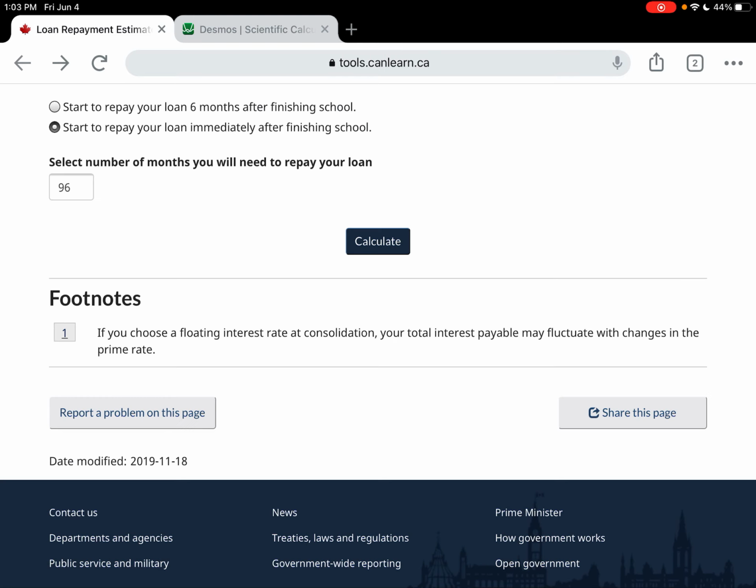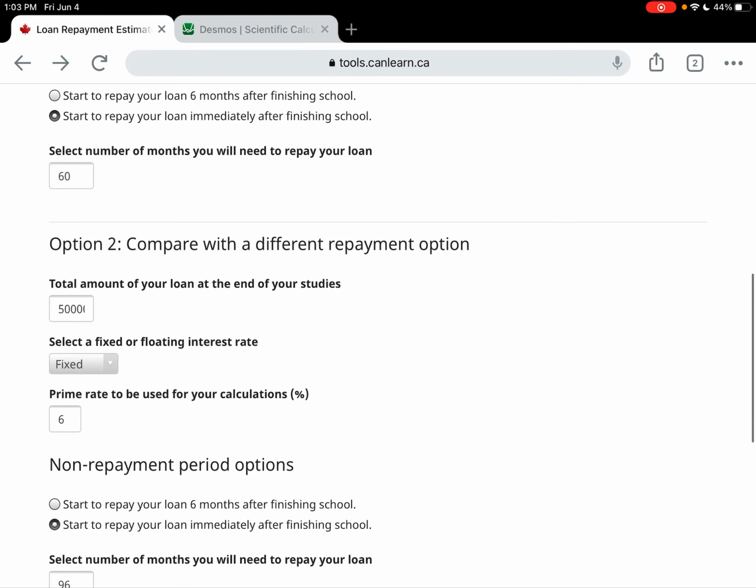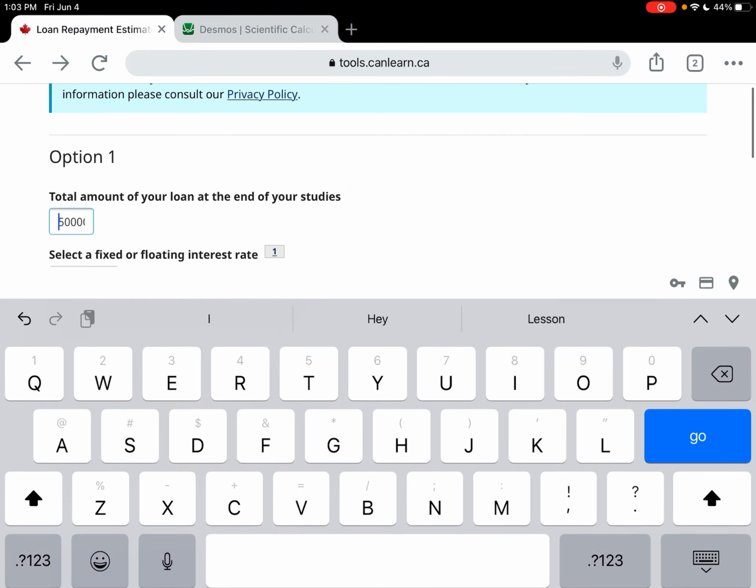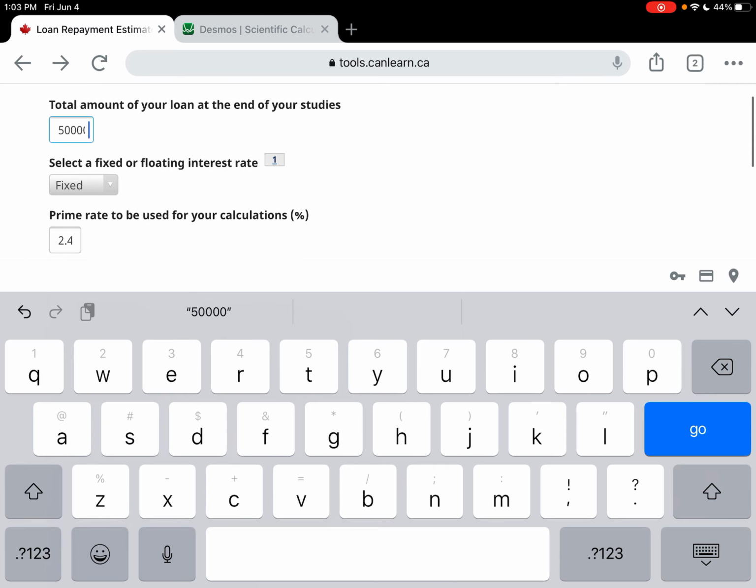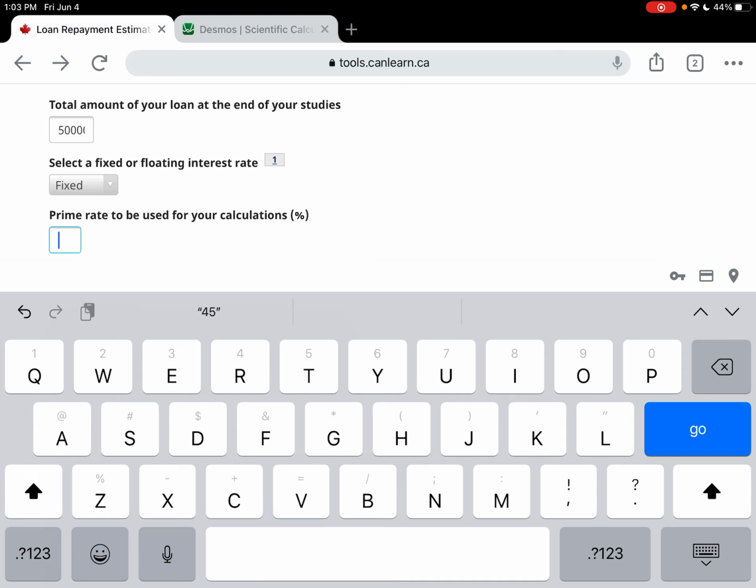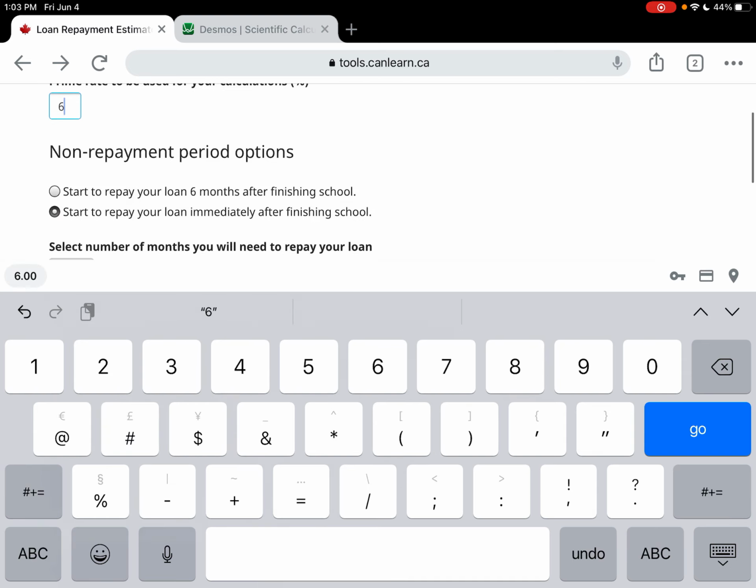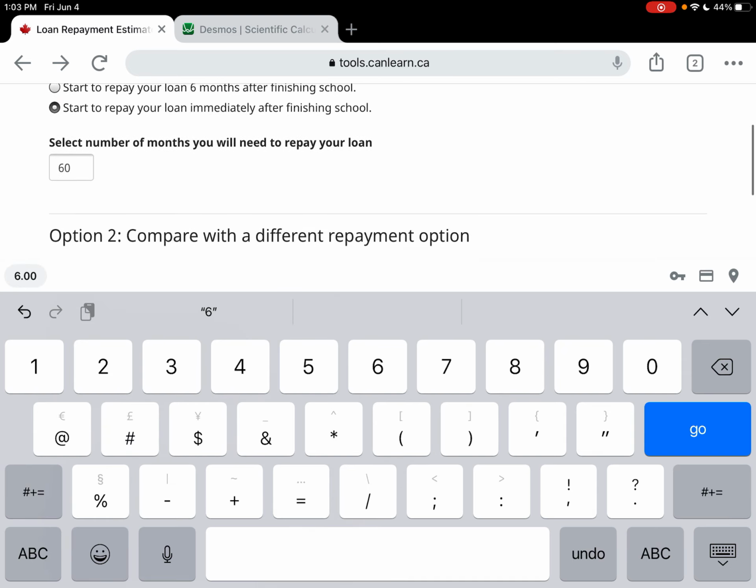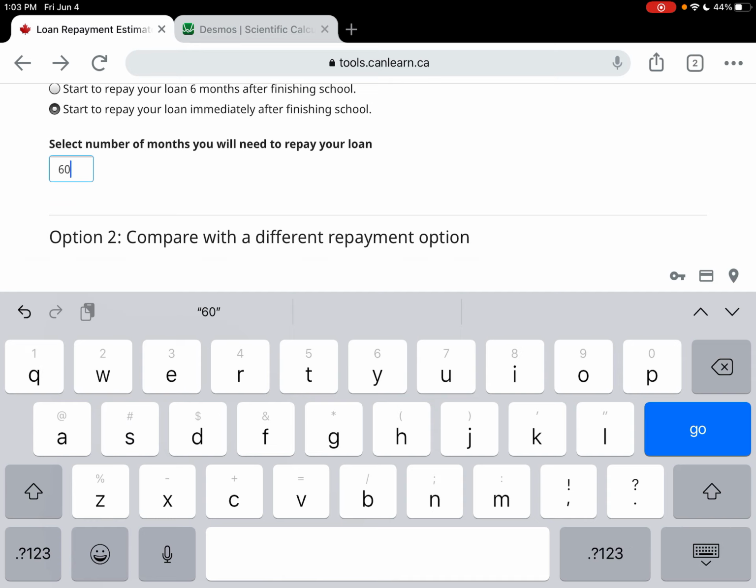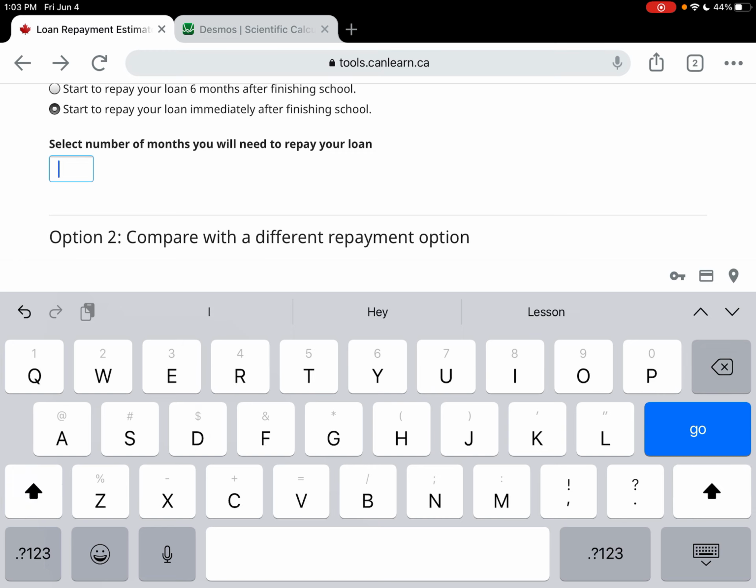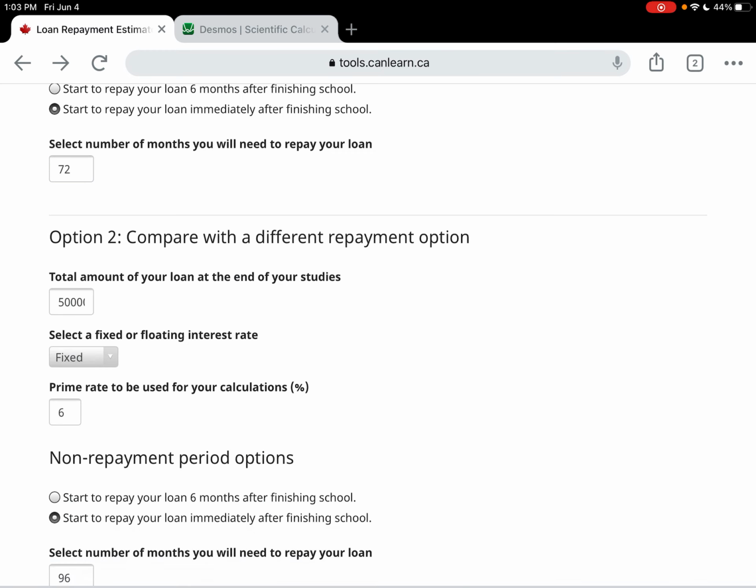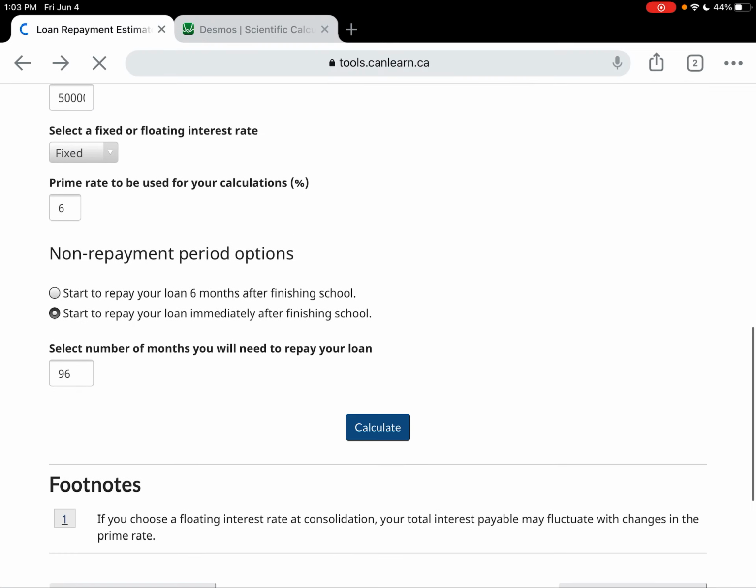So let's go back to our loan here, and we'll leave this one here, and we'll go change our initial OSAP loan because now we're still paying $50,000. We're still doing fixed, but we're going to change our interest rate from OSAP to the CIBC one, which is 6%. Right, we're starting right after school finishes, and now she is going to take 6 years, so 6 times 12 is going to be 72, right? And she's going to start paying immediately after. So calculate.